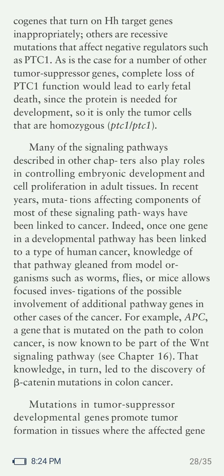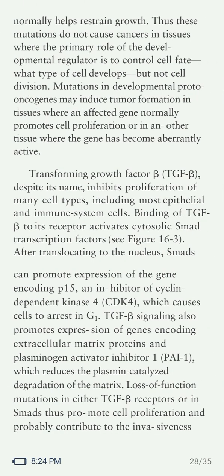For example, APC, a gene that is mutated in the path to colon cancer, is now known to be part of the WNT signaling pathway. That knowledge in turn led to the discovery of beta-catenin mutations in colon cancer. Mutations in tumor suppressor developmental genes promote tumor formation in tissues where the affected gene normally helps restrain growth.